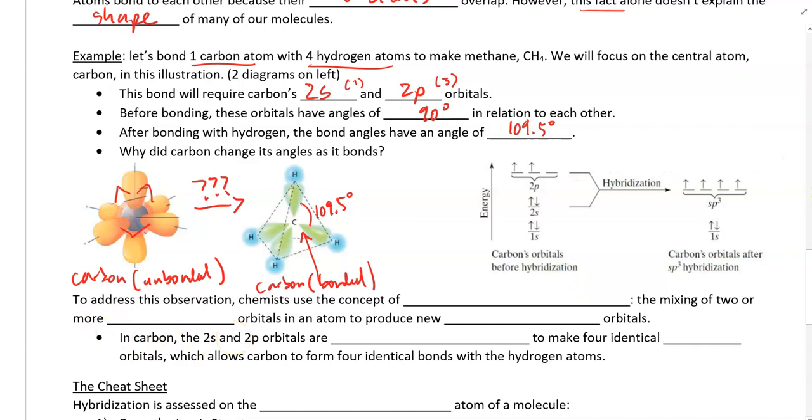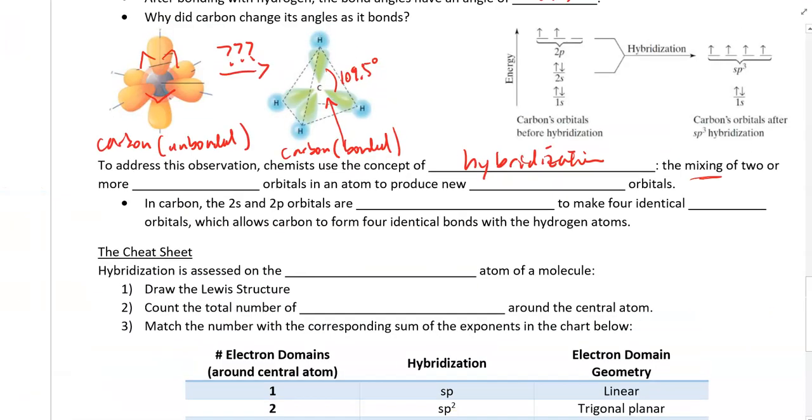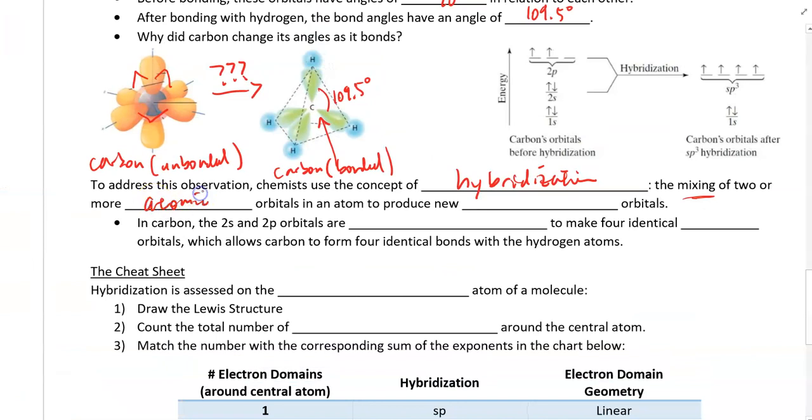So to address why it does that, chemists use the concept of hybridization. It's basically taking something and hybridizing it. You'll hear various combinations of that word: hybridization, hybridizing in various forms. But basically what this means is that we're mixing two or more atomic orbitals, so orbitals of just a single atom, to produce new hybrid orbitals. So atomic orbitals hybridize into hybrid orbitals.